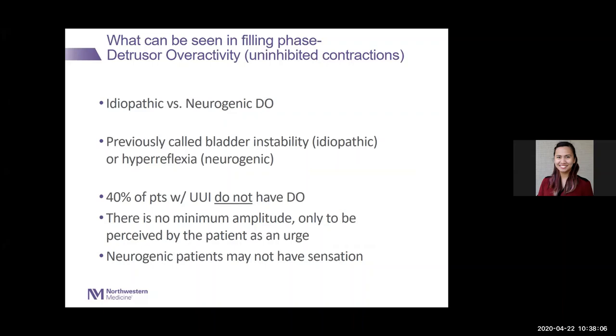Okay, so what can we see also during the filling phase? Detrusor overactivity with uninhibited contractions. And just to remember, 40% of patients who have urge urinary incontinence, if you do urodynamics on them, you may not see detrusor overactivity. There used to be a minimum of 15 centimeters of water pressure increase for a detrusor contraction to be determined. Now, basically, we say if there's a minimal amplitude change and the patient feels an urge, we consider that detrusor overactivity.